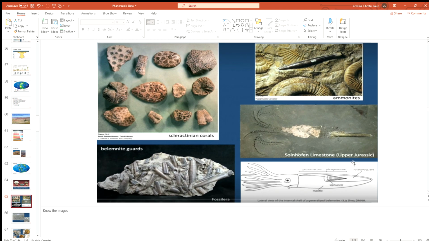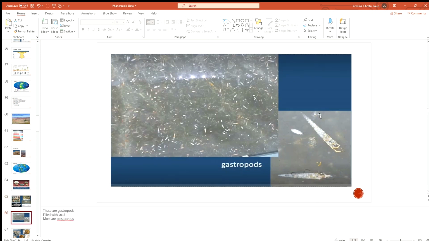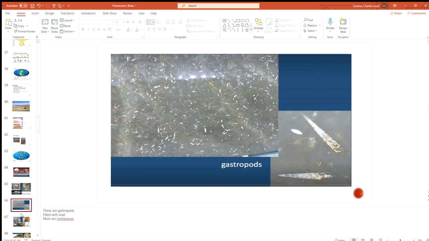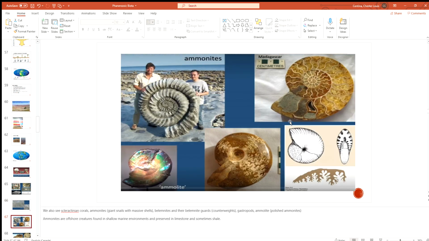So just know these images, pause this video, look at the images, know them. I might ask you what this is, or what that is, and you don't know. Next, ammonite. All right. There's a gastropod. Most are from the Cretaceous. Let's move on. There's a giant coral. Belemnites. Some gastropods. Ammonites are offshore creatures found in shallow marine environments and preserved in limestone and sometimes shale. So this is an ammonite. Okay, let's move on.